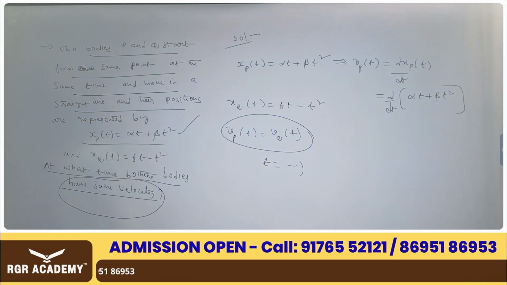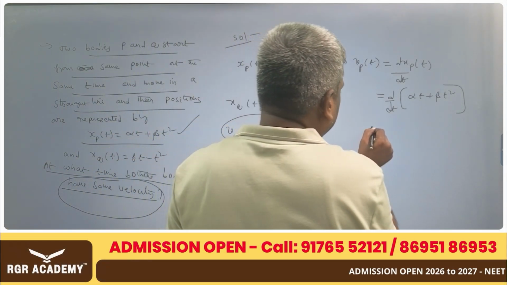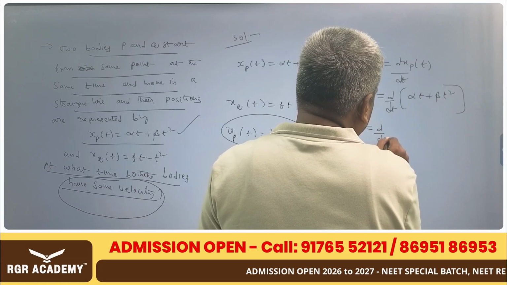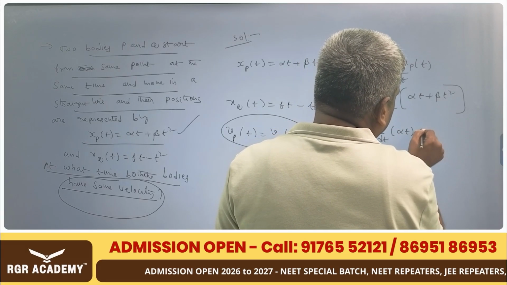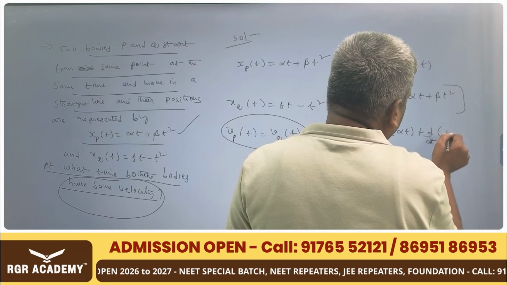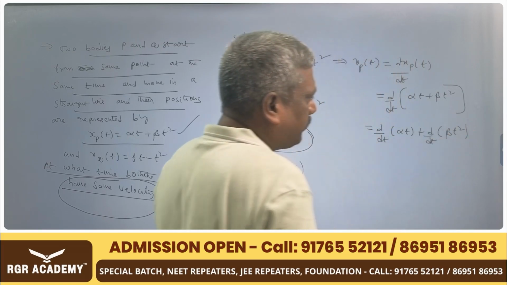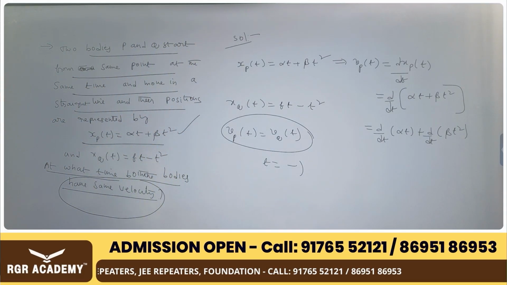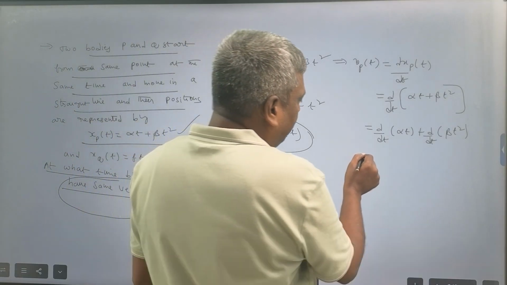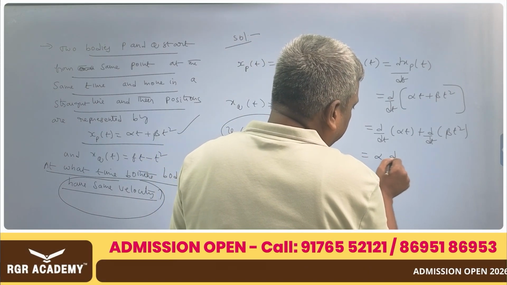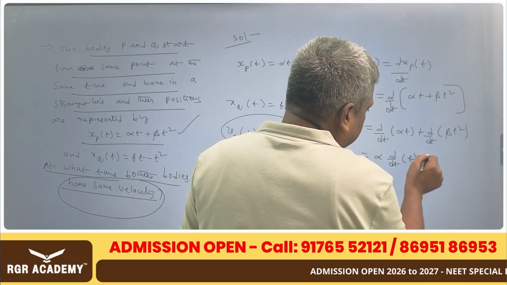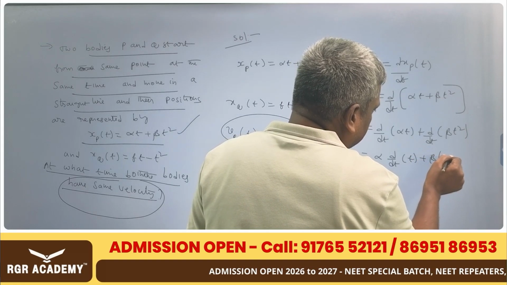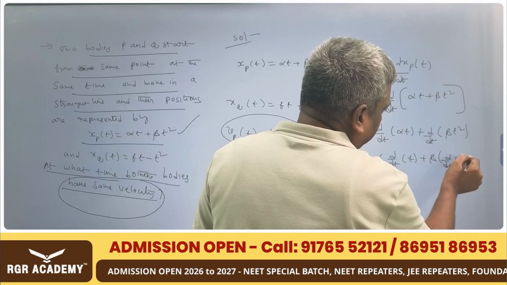Here also you can split into two terms. Its value becomes d by dt of alpha t plus d by dt of beta t square. You can take alpha outside: alpha into d by dt of t, plus beta into d by dt of t square.